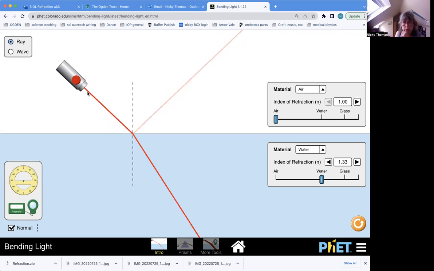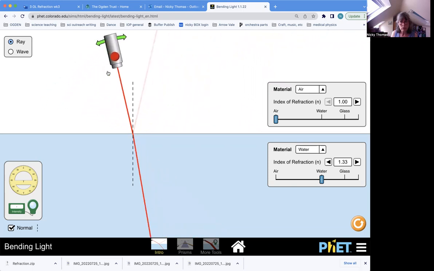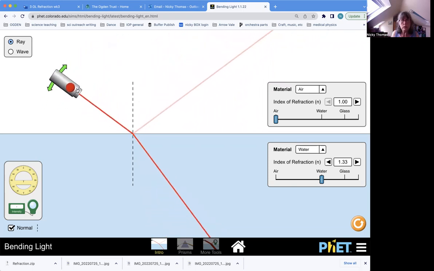So what I have is an incident wave or ray, and a partially reflected ray. The angle of incidence between the incident ray and the normal is equal to the angle of reflection between the normal and the reflected ray. And this stays true for any angle that I use for my angle of incidence.